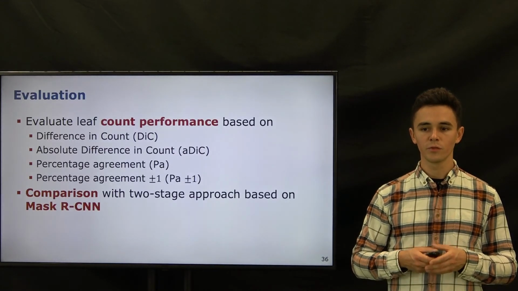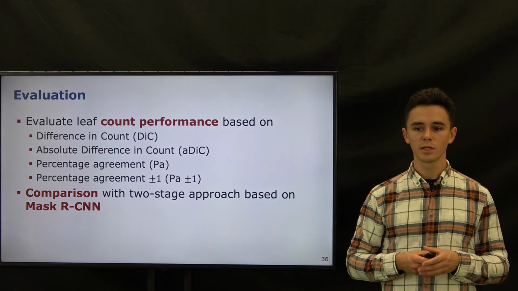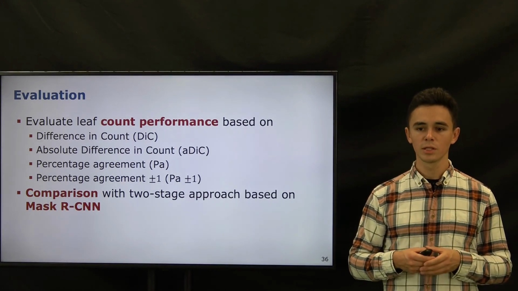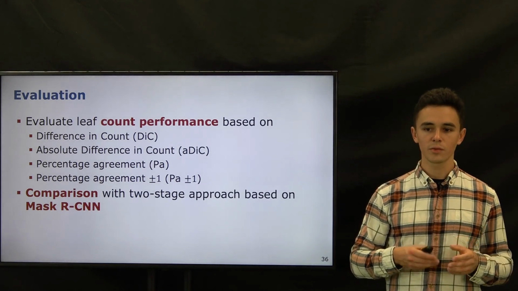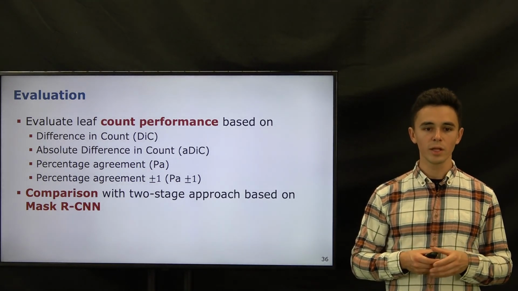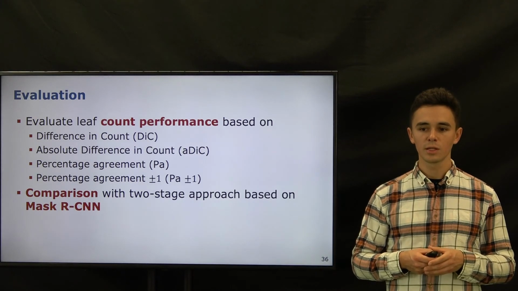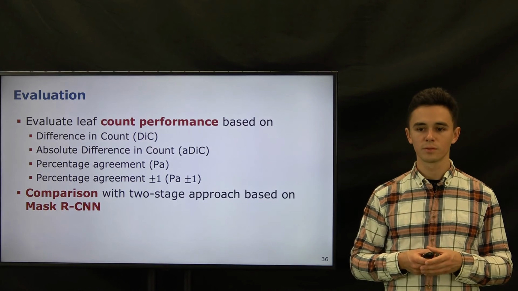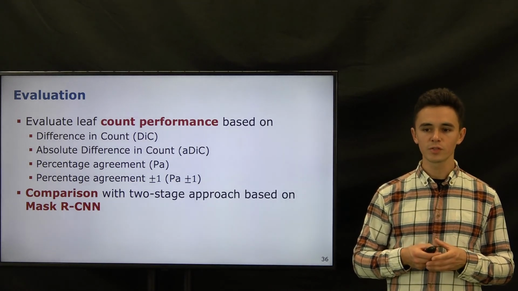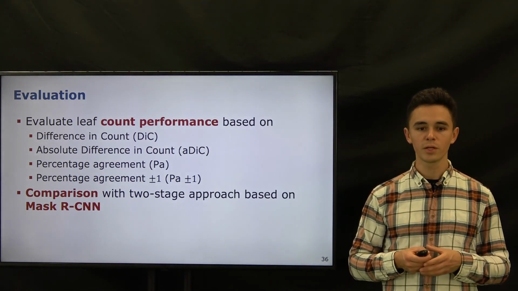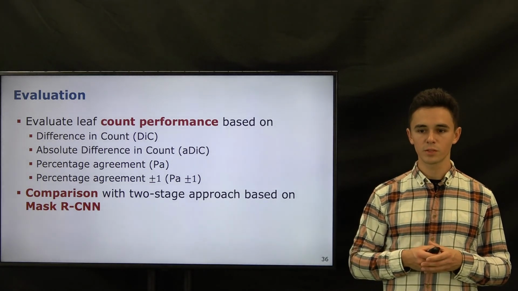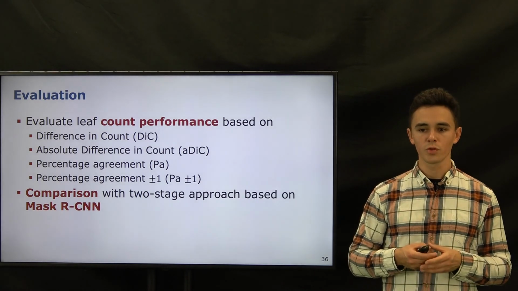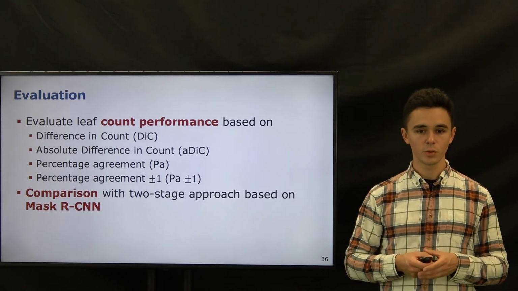Finally, we evaluate the leaf count performance of our method based on the difference in count between the ground truth and the prediction, as well as the absolute difference in count and also the percentage agreement between ground truth and prediction. We also allow an offset of one leaf in the metric percentage agreement plus minus 1 and compare our model with a two-stage mask RCNN approach.